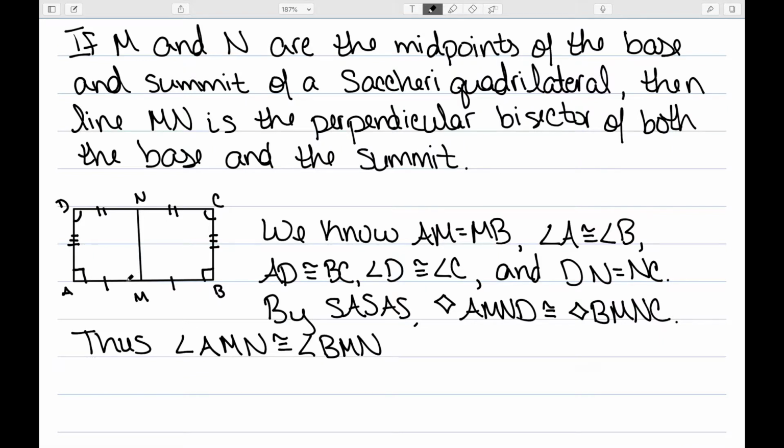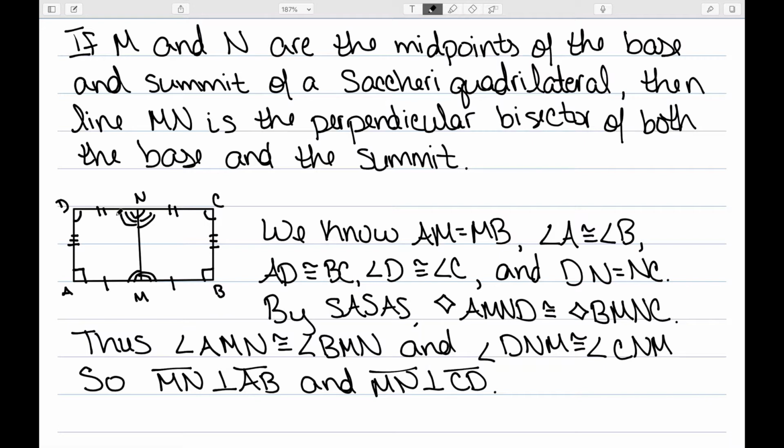This tells me that this angle AMN here has to be congruent to BMN here. And then once again, this DNM up here has to be congruent to CNM up here. And since both of these are supplementary, that means that they must be 90 degrees each. So that means that this segment is perpendicular to both the base and the summit, which is exactly what I claimed. It was the perpendicular bisector. By definition of the midpoints, we know it bisects, and now we have that it's perpendicular.